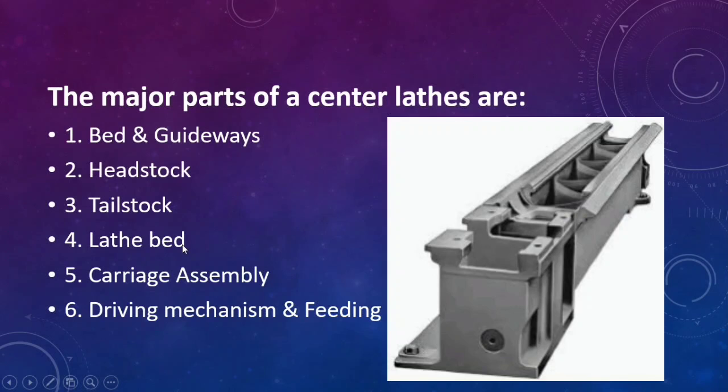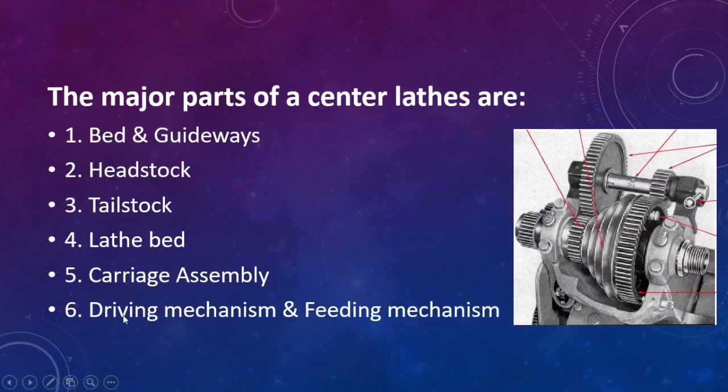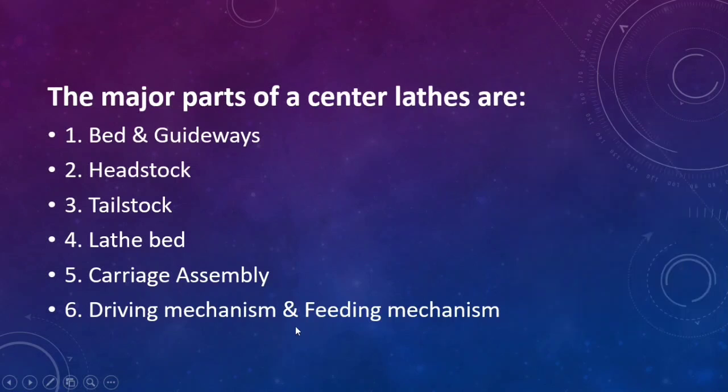Then the lathe bed, which is used to support the carriage, headstock, and tailstock. Next is the carriage assembly, which gives the to and fro movement for the feeding of the cutting tool. Then driving mechanisms and feeding mechanisms. The driving mechanisms are used to drive the spindle, and the feeding mechanisms are mainly used to feed the cutting tool towards the workpieces.